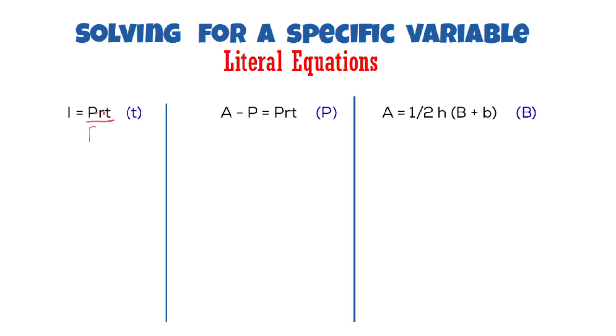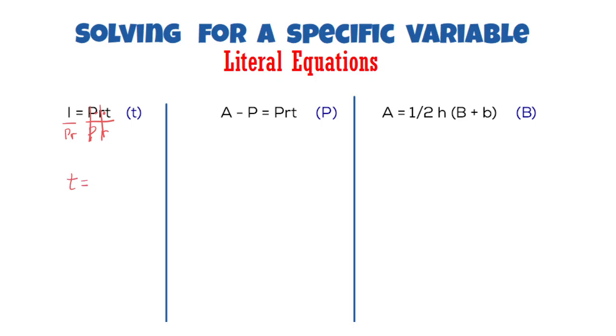I'm going to divide by P, and I'm also going to divide by R in the same step, because those three are all just multiplied. So I'm going to divide by P and R here. These will cancel out. And again, I'm kind of OCD, I'm going to put my T that's isolated on the left side.